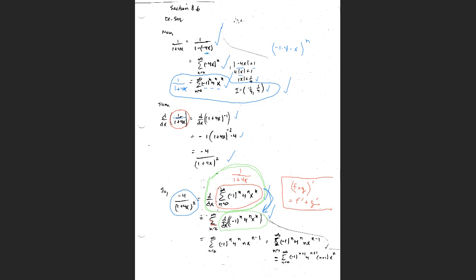All right, well, how do I take the derivative of negative 1 to the nth power times 4 to the nth power times x to the nth power? Maybe I'll do a little aside here. How do I take that derivative? I'm taking the derivative of negative 1 to the nth power times 4 to the nth power times x to the nth power.